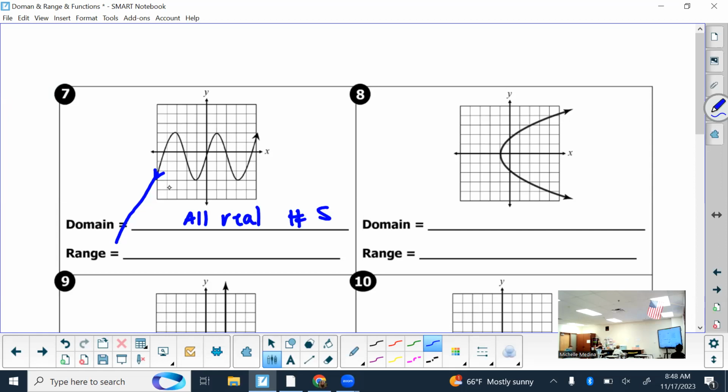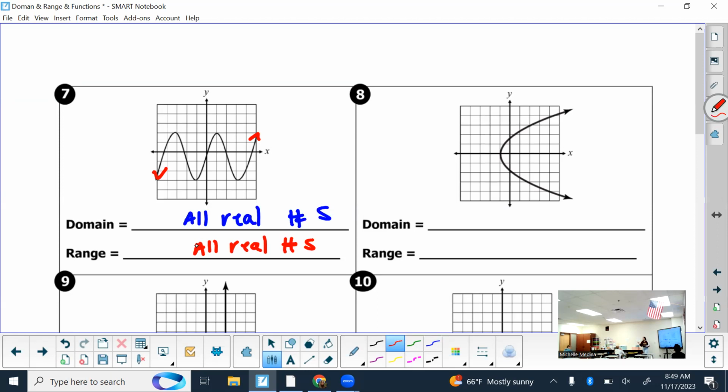For the range, so scan up and down. I feel like I actually might need the key for this because I don't know if it's supposed to continue this pattern or if it's going infinitely that way. Let's go with that. It's going infinitely that way. So would you say that this is going infinitely up? Would you say that it's going infinitely down? So then because these arrows are here, I would also say all real numbers for that one.